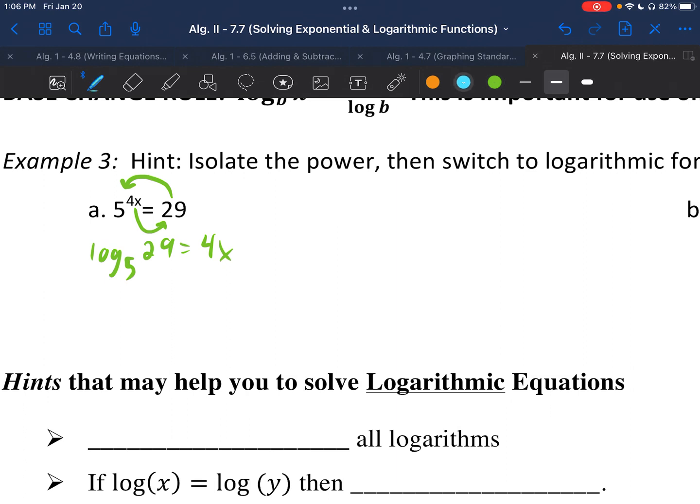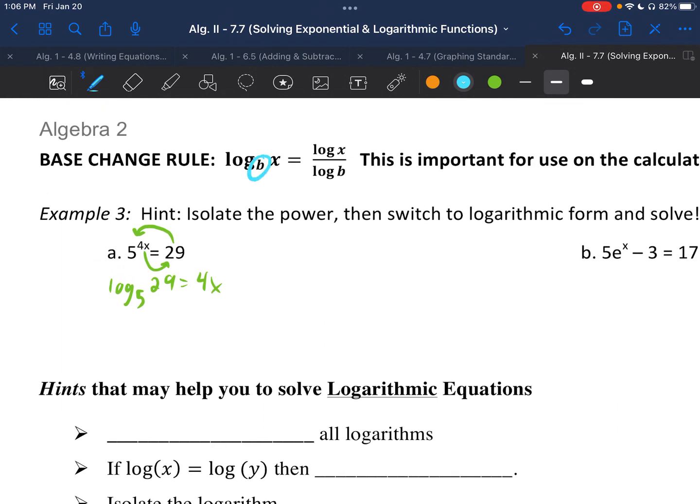Now we can use that change of base thing, where we said log base b of x, in this case b is 5, and x is 29. So that means 29 will go on the top because x went on the top, and 5 will go on the bottom because b went on the bottom. So we'll have log of 29 over log of 5 equals 4x, and those now are both base 10, meaning we can use our calculator for it.